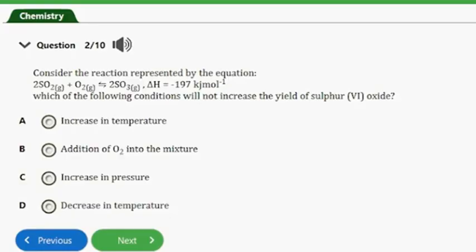A, increase in temperature. B, addition of O2 into the mixture. C, increase in pressure. D, decrease in temperature. So guys, the answer to this question will be increase in temperature.